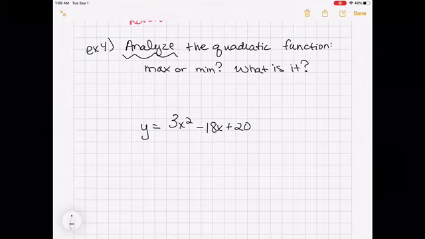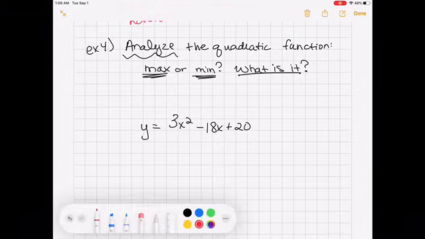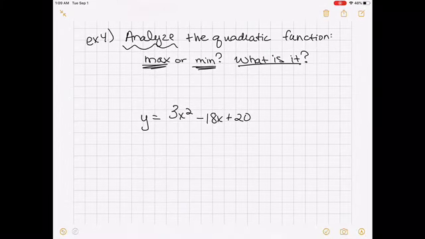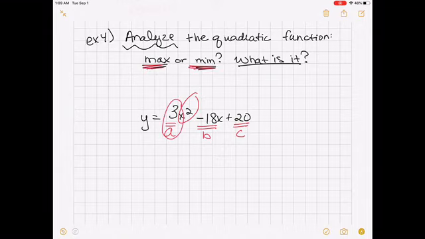Okay, so since we're in mathematical analysis, we're going to analyze the quadratic functions. We're going to find out whether they have a maximum or a minimum vertex, and what it is. So here's a quadratic function. Remember when we looked at those a, b, and c values? We put it in descending order, so the x squared term is the biggest. This is our a value, this is our b value, this is our c value. Which of these values tells us if it's a maximum or minimum? If you said A, you're correct.